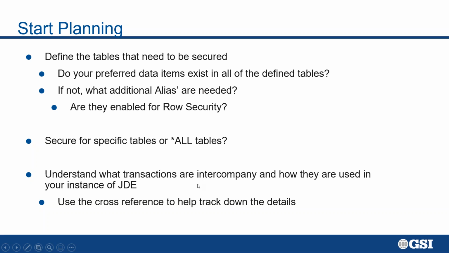Understand your transactions and what your intercompany transactions are and how they're used in your JDE instance. So know what programs are used intercompany. That way, if you build out this row security and you're going through testing and having issues completing some crucial business transactions and processes, you can link it to the intercompany part and utilize the exclusive security with the row security to allow those processes to flow.